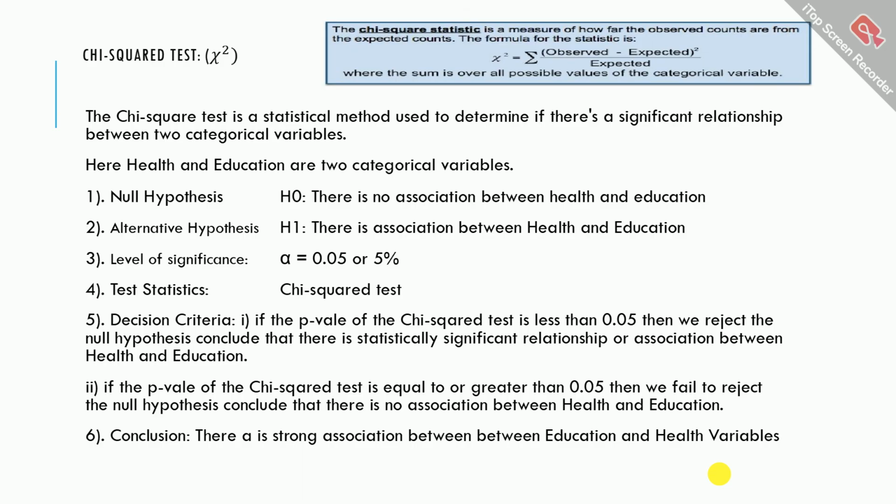Then number 5, there is a decision criterion. The decision criterion is that if the p-value of the chi-square test is less than 0.05, then we reject the null hypothesis and we conclude that there is a statistically significant association or relationship between two categorical variables, that is health and education. If the p-value of the chi-square test is greater than 0.05, then we fail to reject the null hypothesis and we conclude that there is no association between health and education.